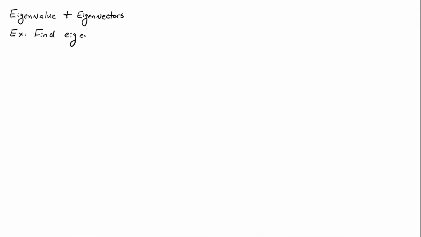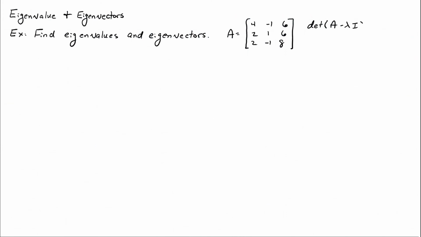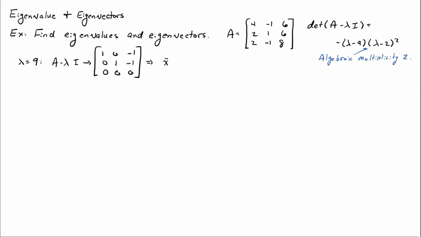One more example. Find the eigenvalues and eigenvectors of this matrix. This is a 3 by 3 matrix, so finding the characteristic polynomial can be a bit of a chore, but I find it to be -(lambda - 9)(lambda - 2) squared. Notice, lambda equals 2 has an algebraic multiplicity of 2. It's a double root. First, lambda equals 9. Set up the matrix and reduce. We find a basis of the eigenspace is (1, 1, 1).